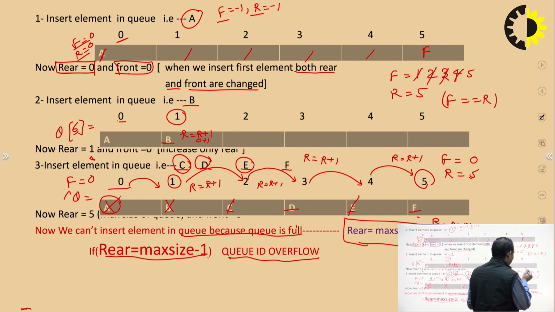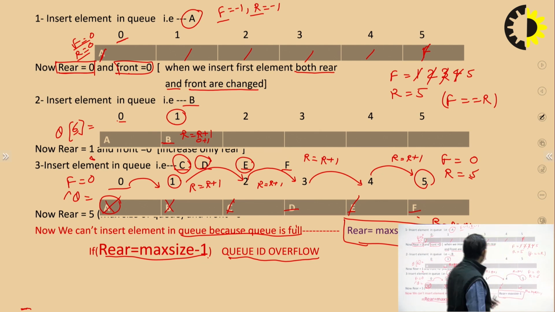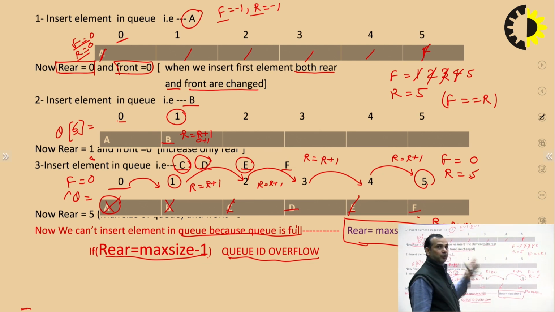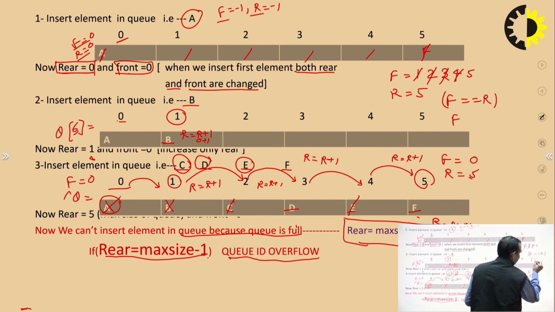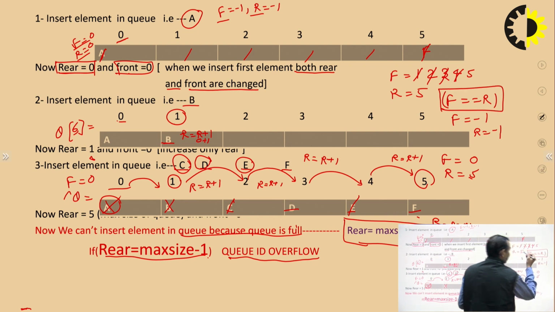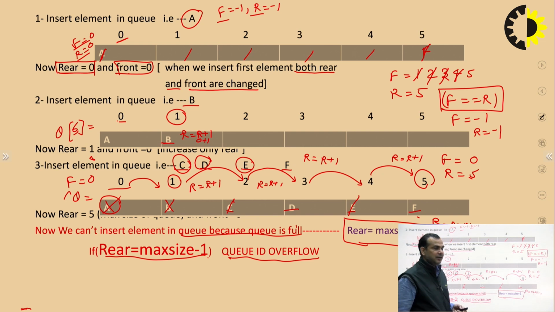When we delete this element, what happens? Our queue is empty. What is the condition of empty? Front equals -1 and rear equals -1. So when we delete an element, one condition arises: when front equals rear, the queue has only one element. And when we delete this element, the queue is empty.